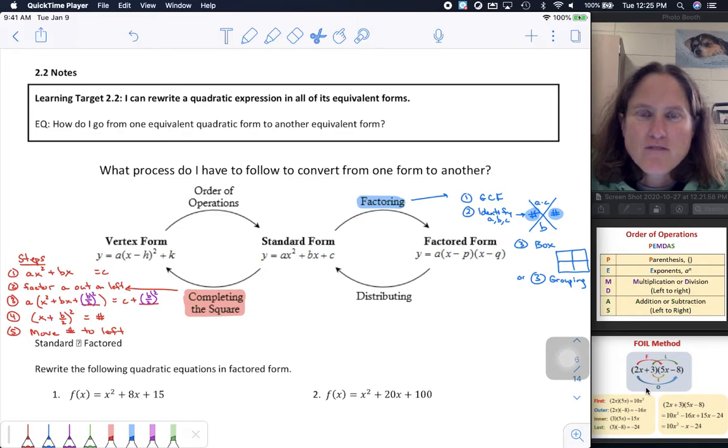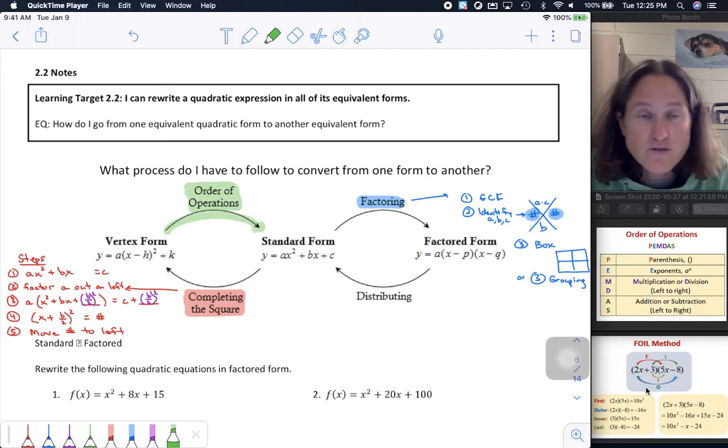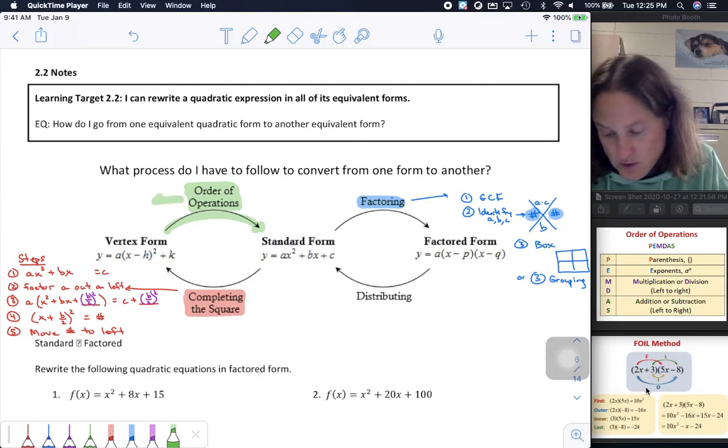Okay, hello everybody. This video is just to help you to try to get to standard form if you're given factored form or vertex form. So if we take a look at our flow chart, the first one is if we are trying to go from vertex form to standard form. You're going to have to use order of operations. If you don't remember, order of operations is PEMDAS.